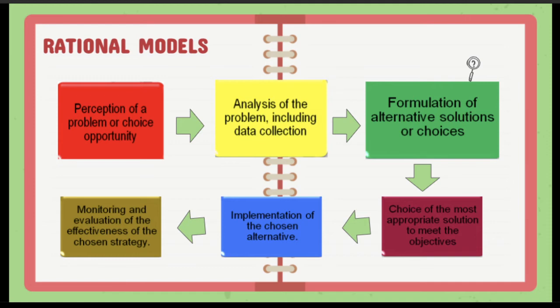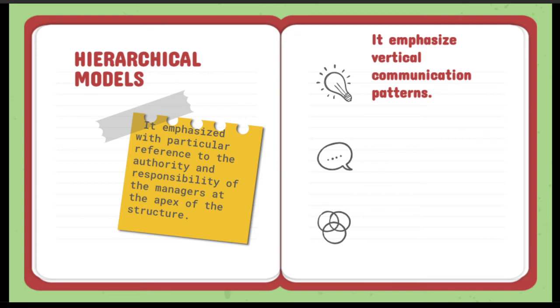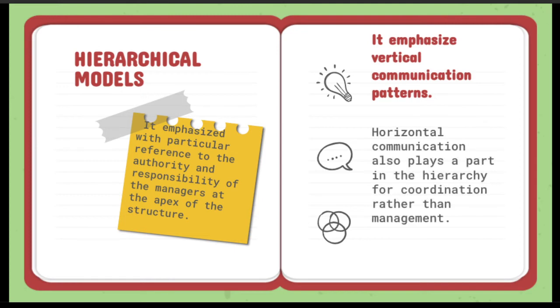Rational approaches differ from other formal models in that they emphasize managerial processes rather than the organizational structure or goals. Hierarchical models emphasize, with particular reference, the authority and responsibility of the managers at the apex of the structure. It emphasizes vertical communication patterns. It stresses as well the vertical relationship within an organization and accountability of leaders to external sponsors. Horizontal communication plays a big part in the coordination rather than the management. Central to the hierarchical models is the concept of accountability.